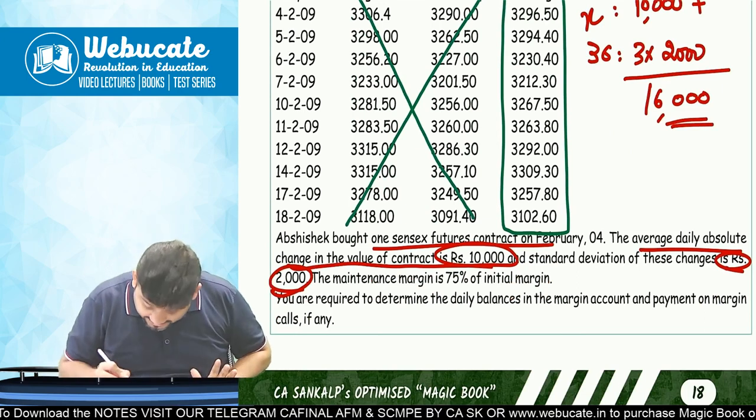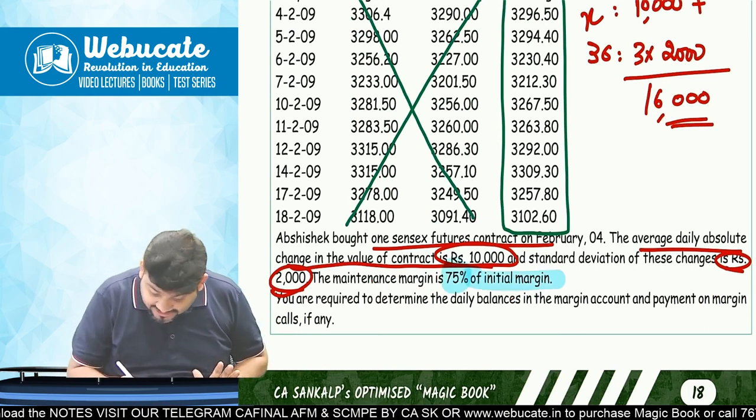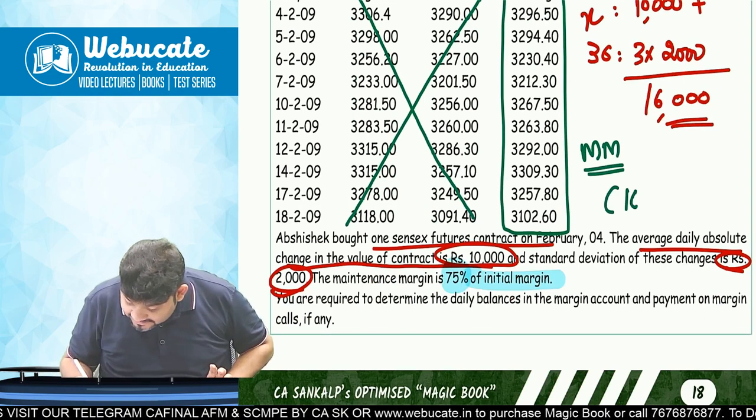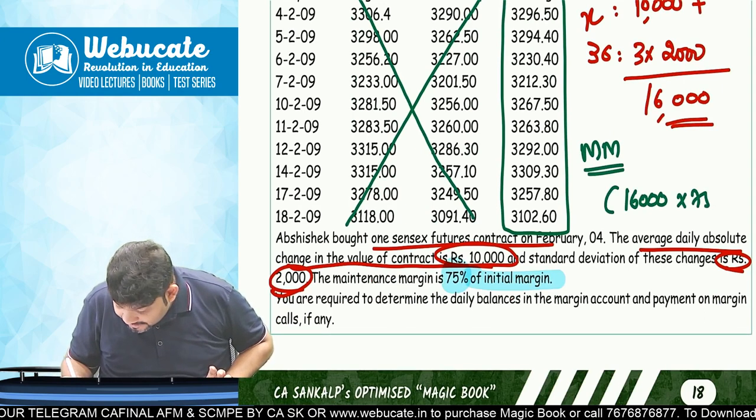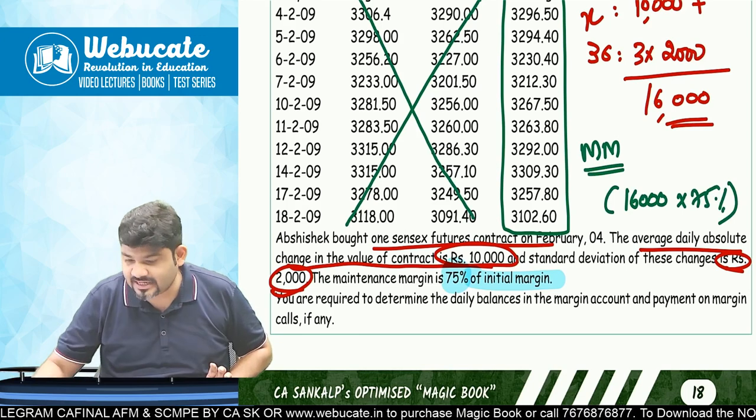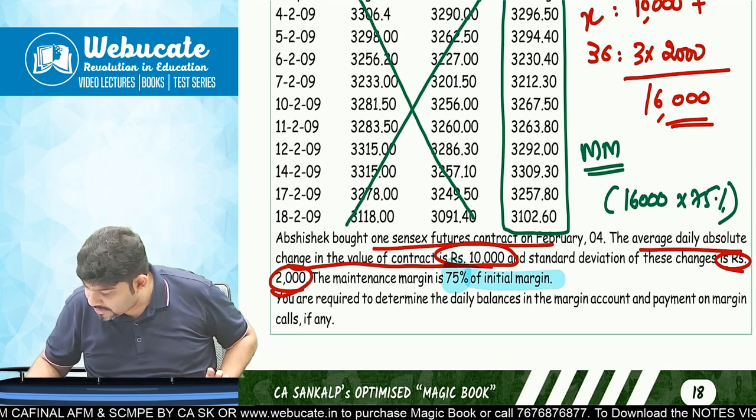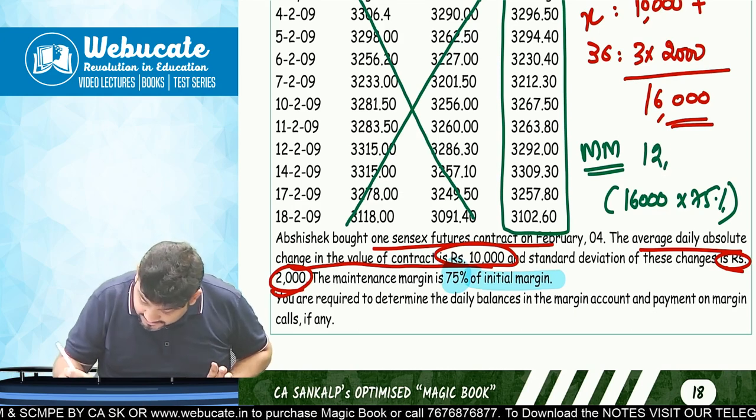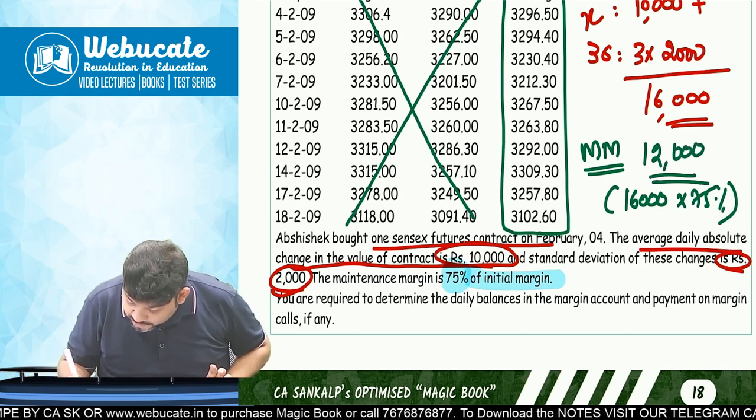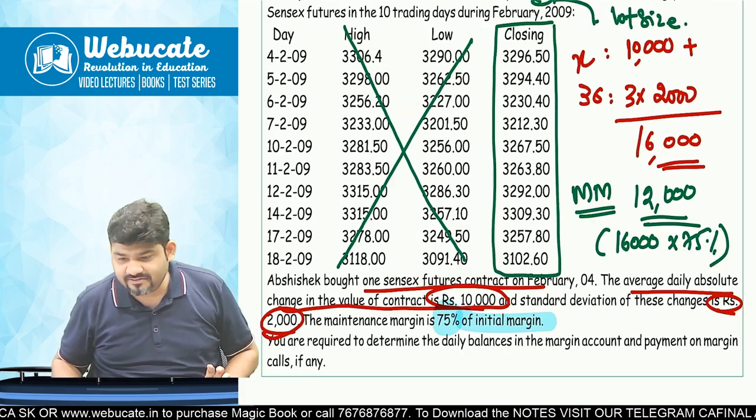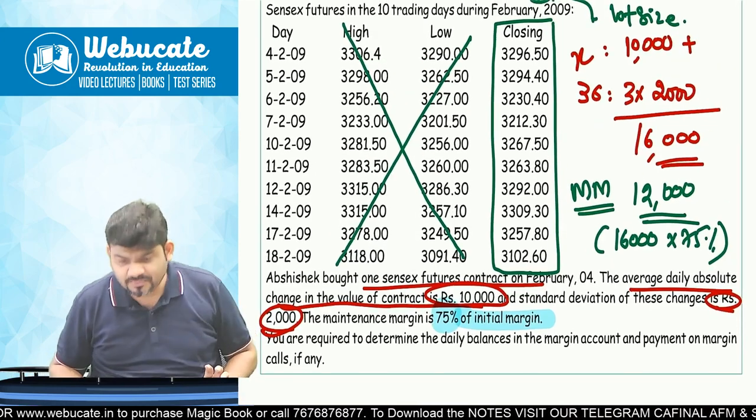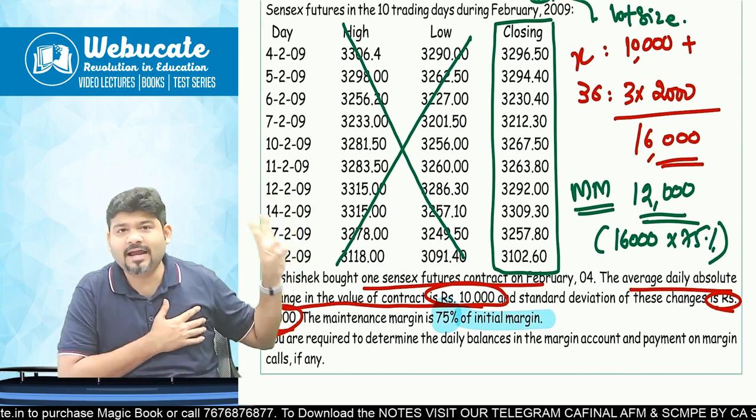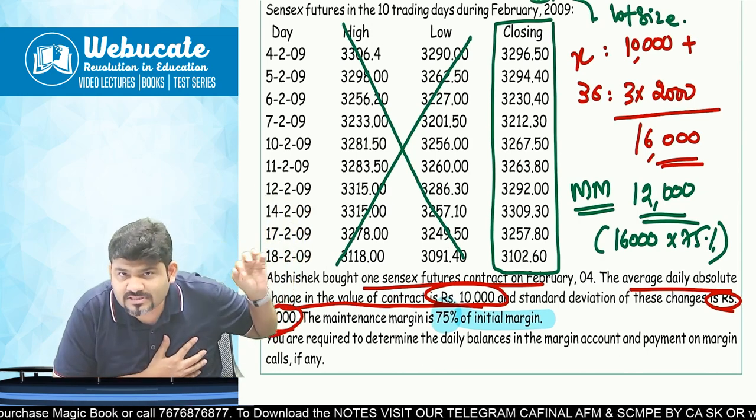The maintenance margin is 75% of initial margin. So what is your MM? It is 16,000 into 75%, and this will be 12,000. Got it, everybody? So mu plus 3 into standard deviation, 16,000, and maintenance margin, 12,000, 75% of this.